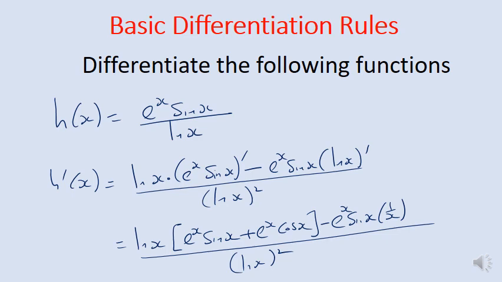And I'll leave you to tidy up and make this look pretty, because you can look at the numerator, you can pull out e to the x as a common factor, but just be careful, you can't just cancel things out. There's a ln x multiplying e to the x sine x, there's a 1 over x multiplying e to the x sine x over there. So yeah, take some time.